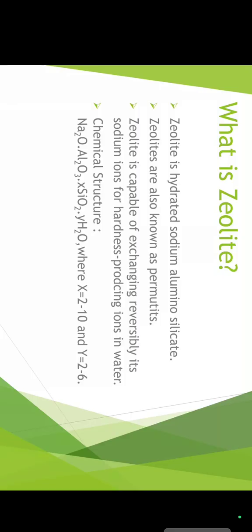The chemical structure of zeolite is Na2O, Al2O3, x SiO2, y H2O. Here x and y denote the number of silicon dioxide and water molecules, where x is 2 to 10 and y is 2 to 6.